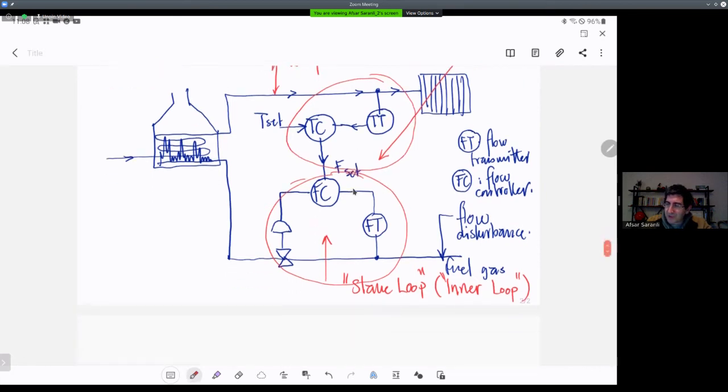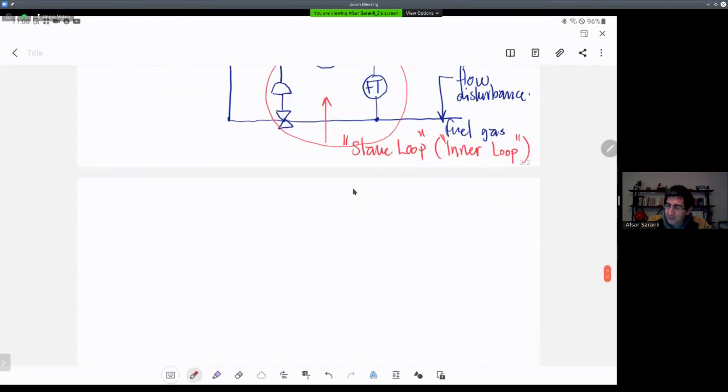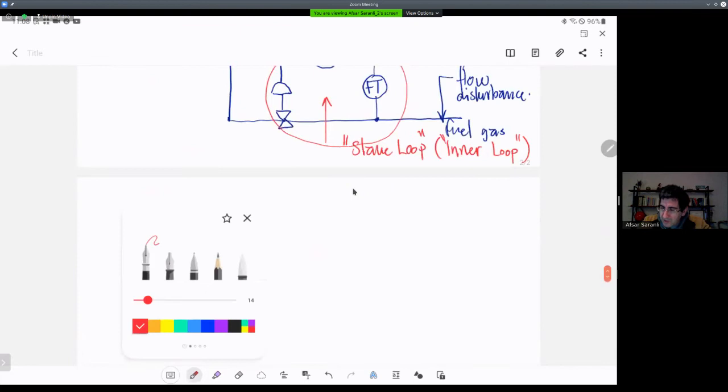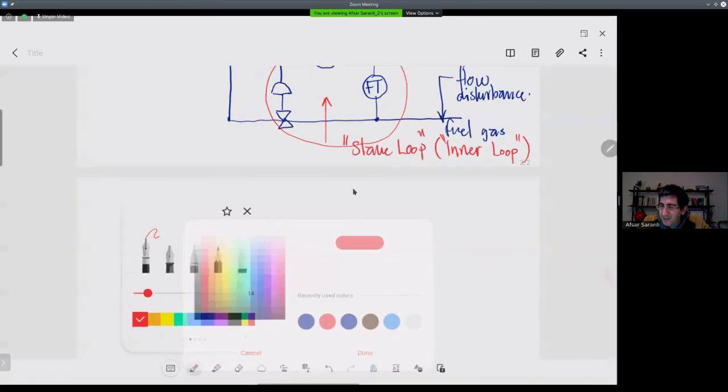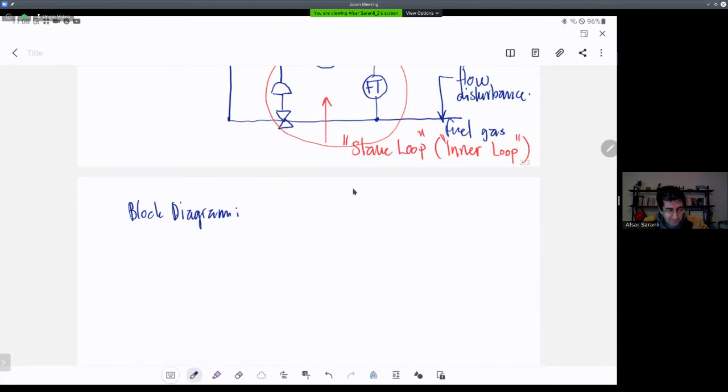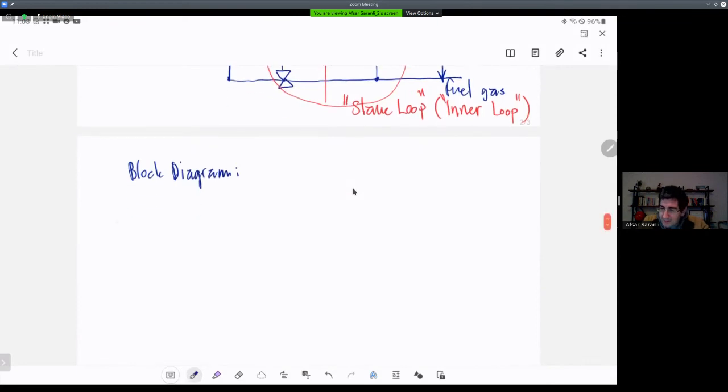Let me sketch the block diagram for you, and then maybe you can repeat or revise your question. So the block diagram obviously makes the outer loop and the inner loop much clearer. We have T ref and the outer comparison here. Let's assume this is our T out, sometimes called the C variable, the controlled variable.